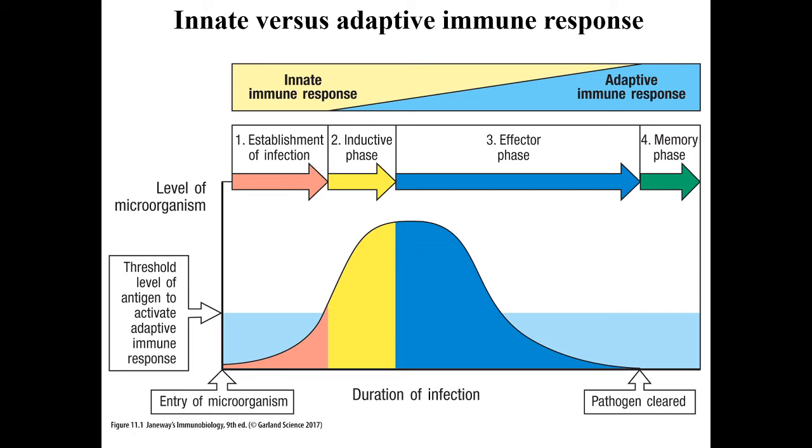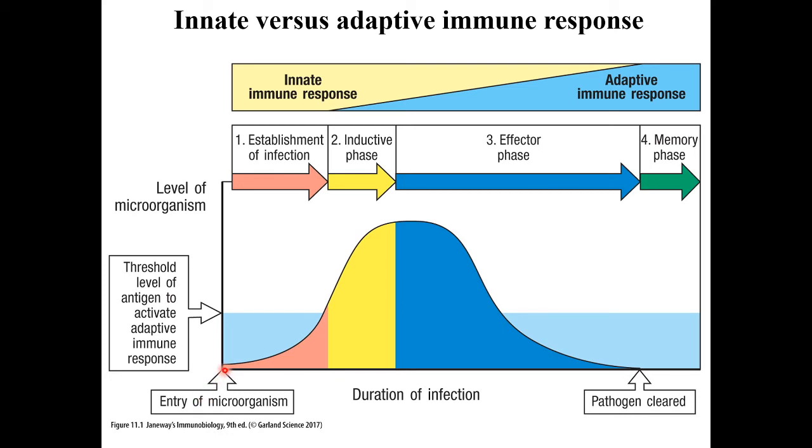So here you can see that we are trying to describe a plot where the x-axis stands for the duration of infection. That means the infection started here. This you can say as day 0, and as we are progressing in this direction, this is around 8 to 10 days. And the y-axis here is the amount of pathogen or the amount of microorganism.